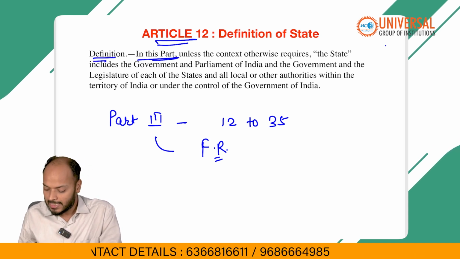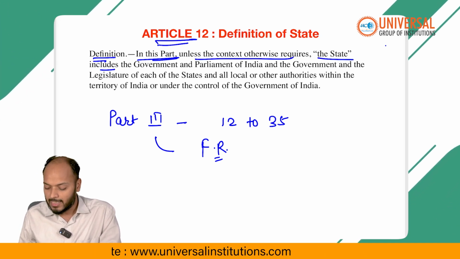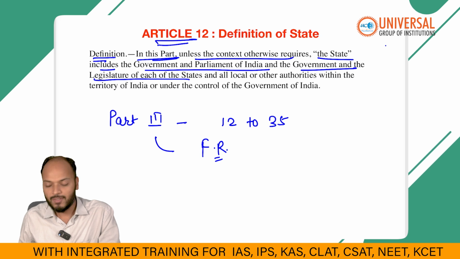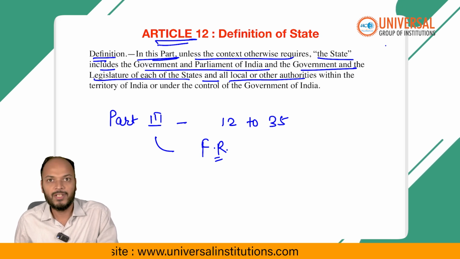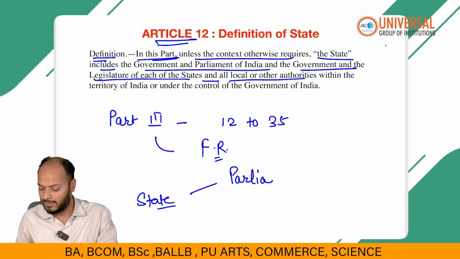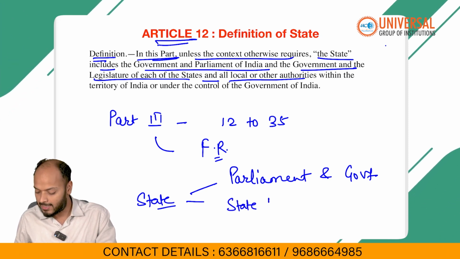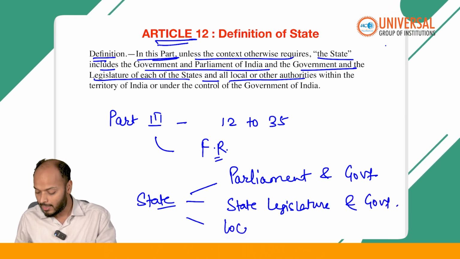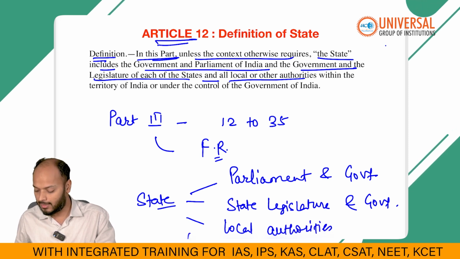The definition says that for this part, that is Part 3, unless the context otherwise requires, the state includes the government and Parliament of India, the government and legislature of each of the states, all local authorities as well as other authorities. So as per the definition, there are four entities of state: first, Parliament and government at the central level. Second, state legislature and government at the state level. Third is local authority, and last is other authorities.